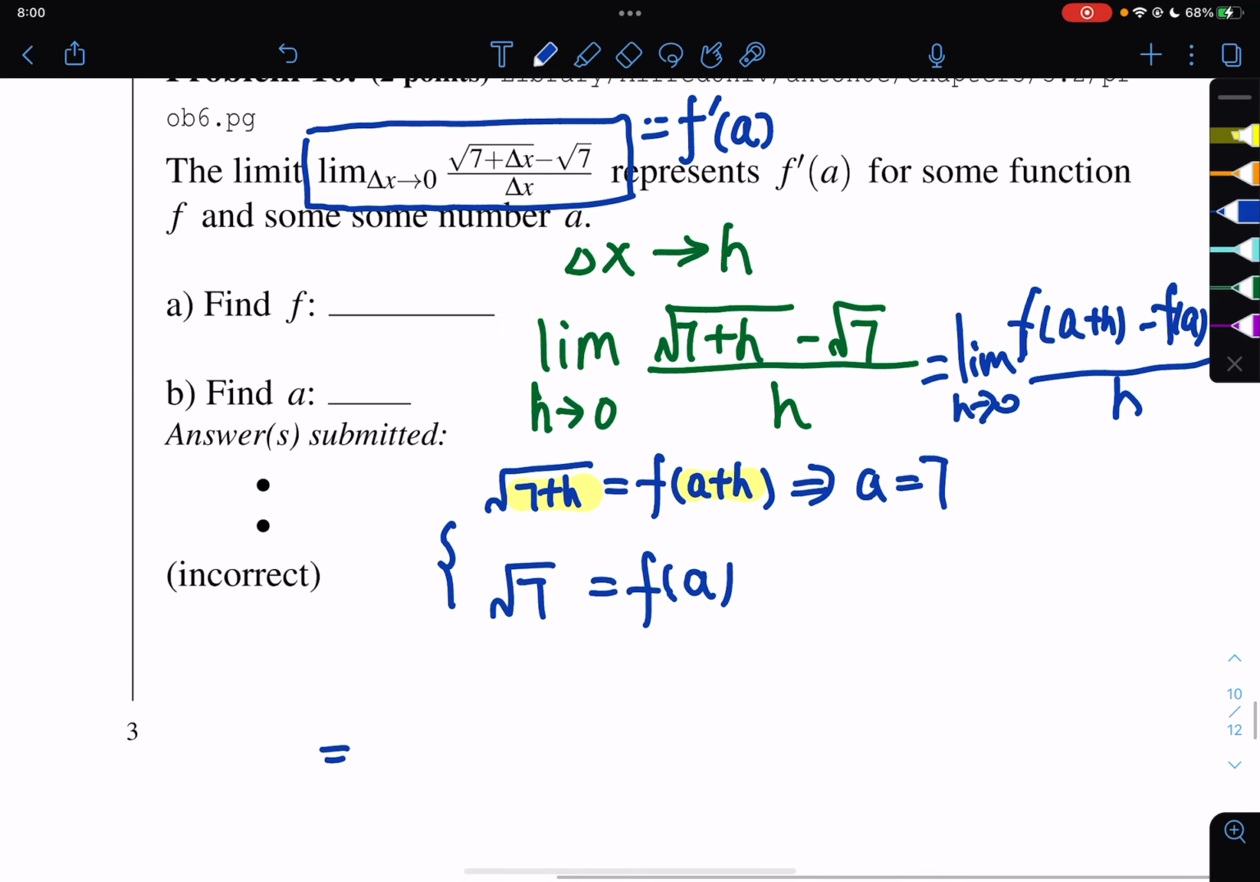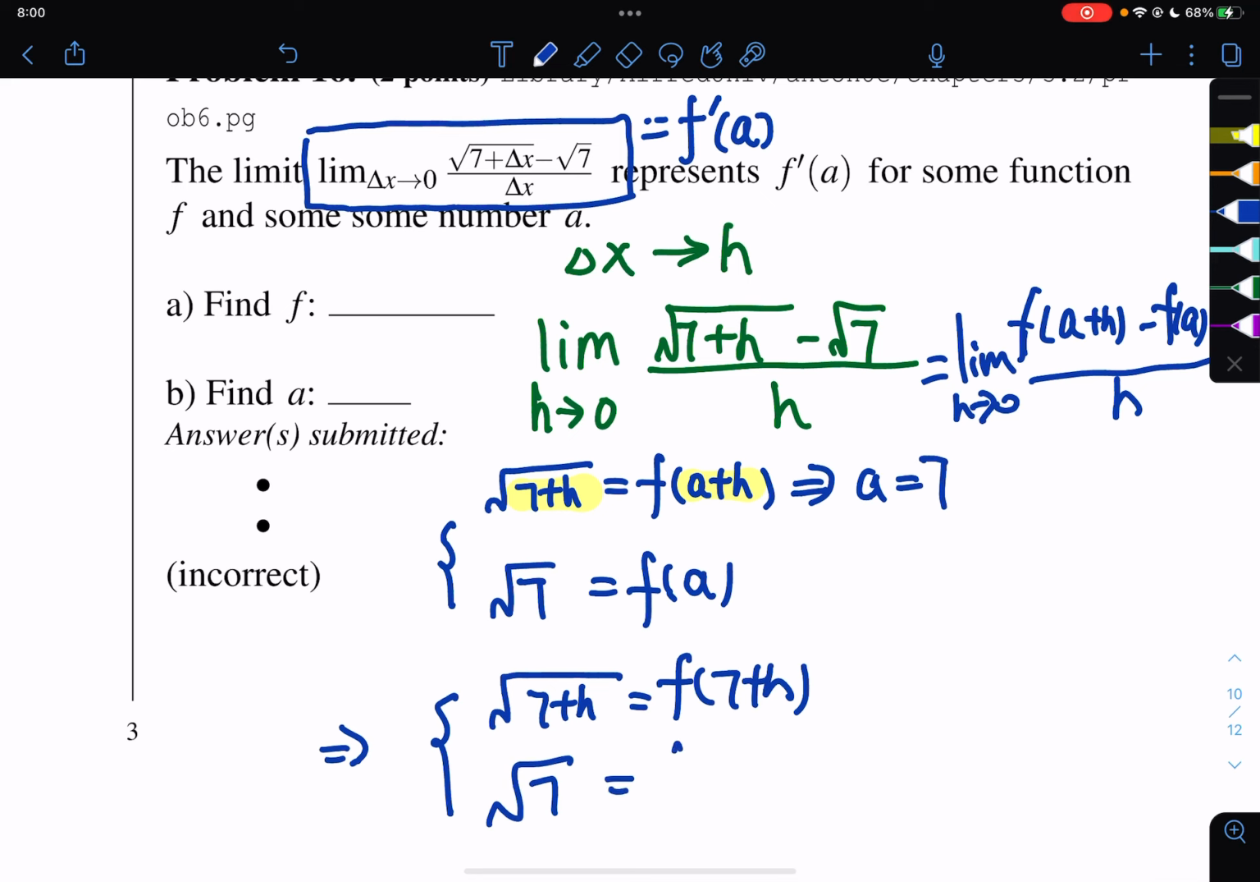So rephrase the problem one more time. What I end up with is square root of a plus h, or 7 plus h, is f of 7 plus h. Root 7 is f of 7. So based on this, you are supposed to find out what's the function f of x.